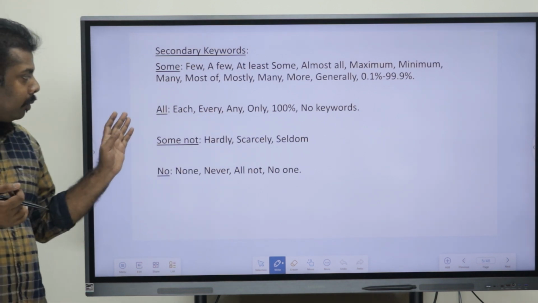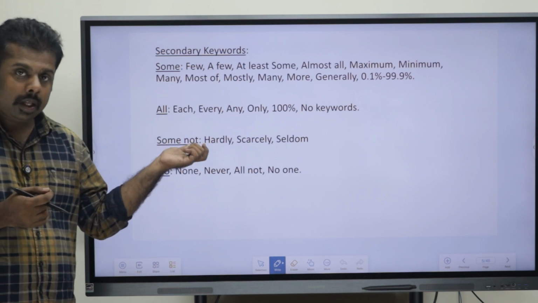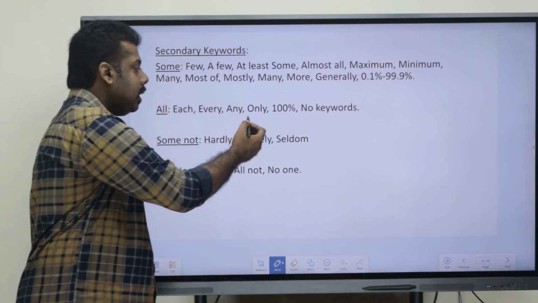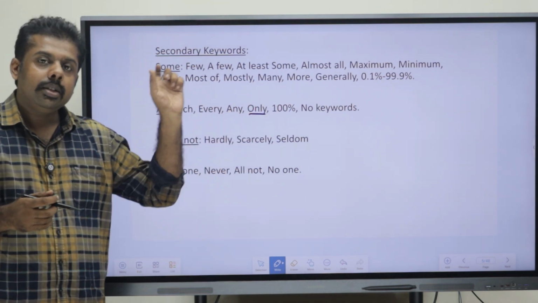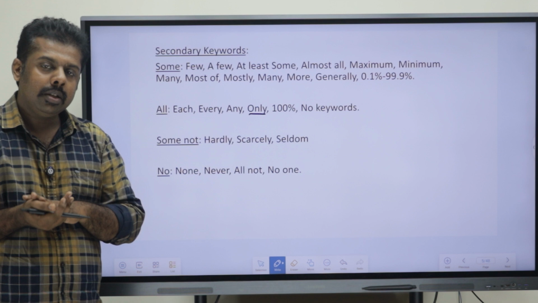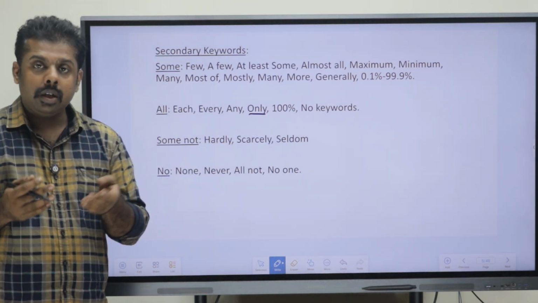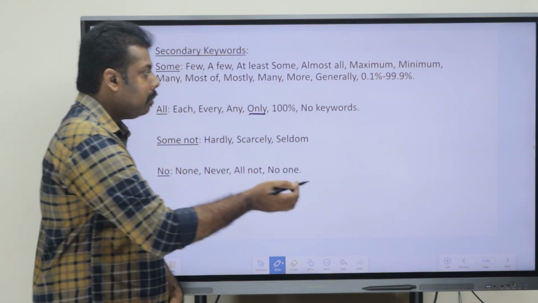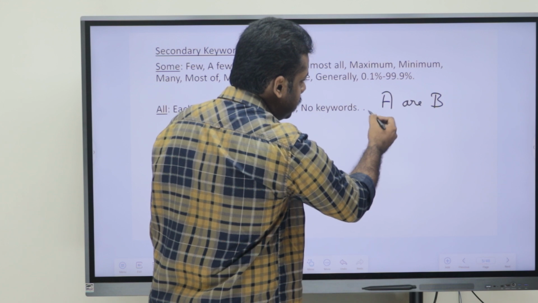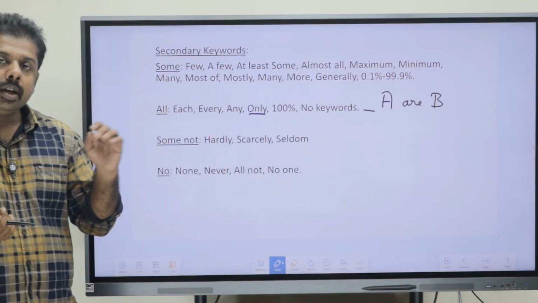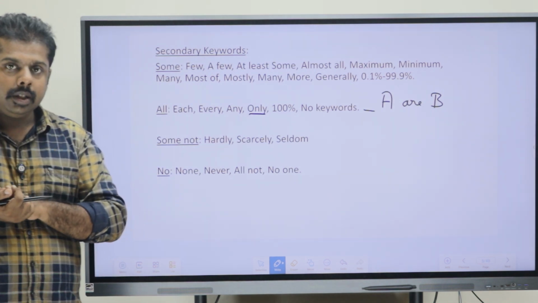Now if you move to all, it has secondary keywords like each, then every is also there, any, only. Only we will be discussing in detail in the last portion. Then 100%. If a statement says 100% A or B, it means all A or B. And in some instances, if they are not using a keyword, say for example, if a statement is given like A or B, so it doesn't have a keyword before A. So you have to understand that we have to take this as all A or B. That is also an important thing that you need to remember.